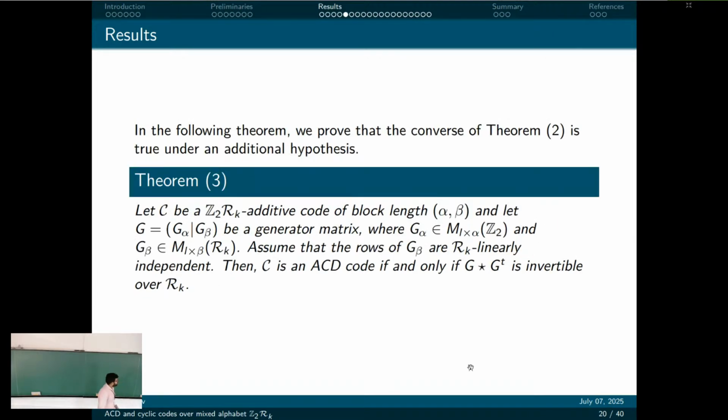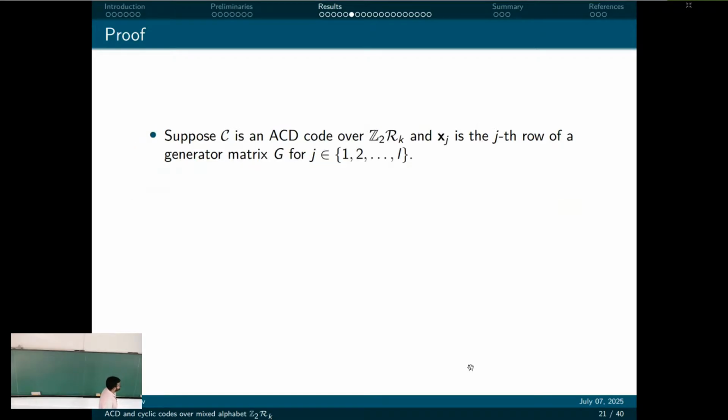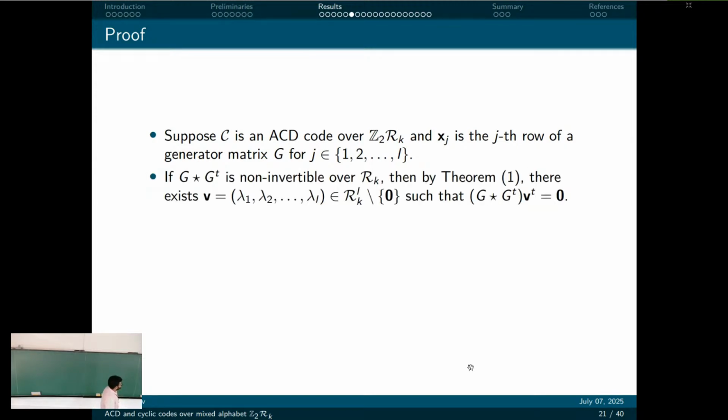Now we will see that the converse of the theorem will be true if we take an additional hypothesis. If C is a Z2R_k additive code of block length (alpha, beta) and G is its generator matrix, and the rows of G_beta are R_k-linearly independent, then C is an ACD code if and only if G star G transpose is invertible. We will see a quick proof. First we assume that C is an ACD code over Z2R_k and x_j is the jth row of matrix G. And first we assume that G star G transpose is non-invertible. Then there exists a non-zero element v such that G star G transpose times v transpose equals 0.